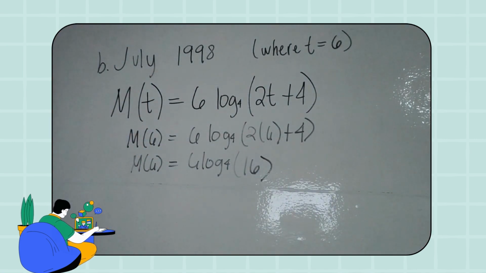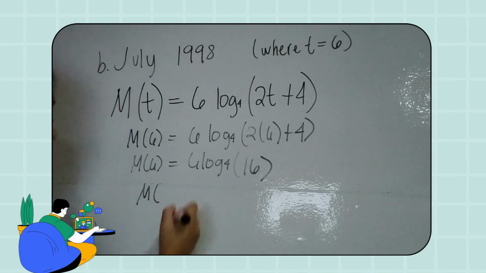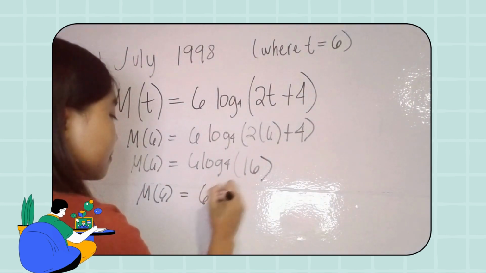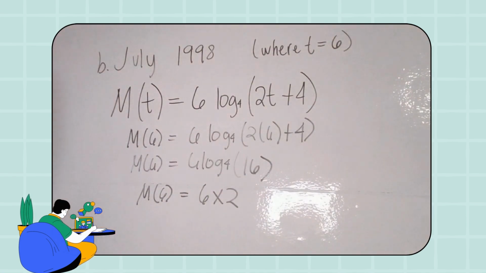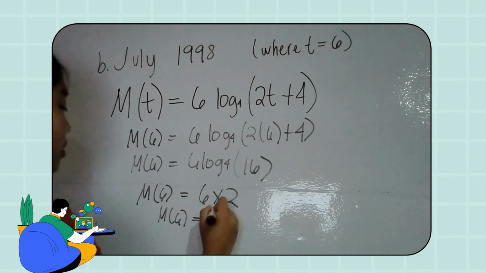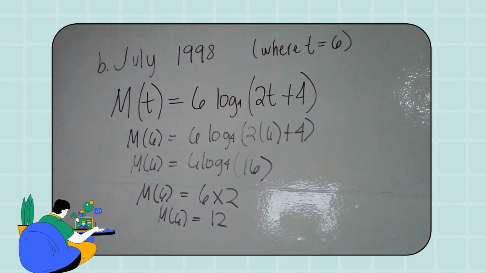So we know that the logarithm base 4 of 16 is equal to 2, because 4 to the power of 2 is equal to 16. So we have here m of 6 equals 6 times 2, wherein 6 times 2 is equal to 12. Therefore, the number of mice in the house in July 1998 was 12.